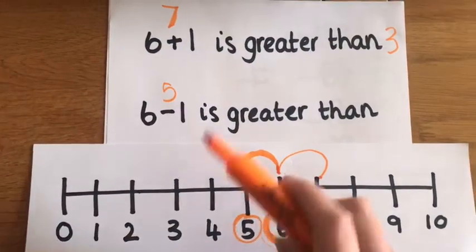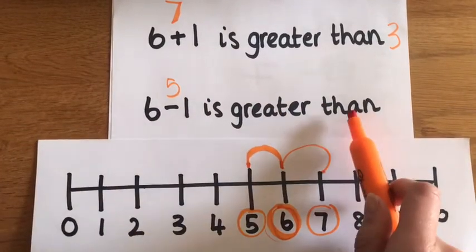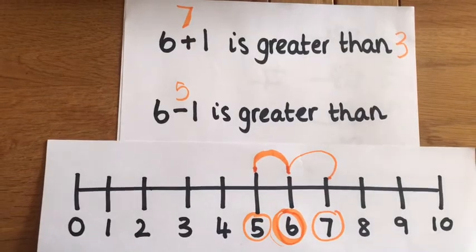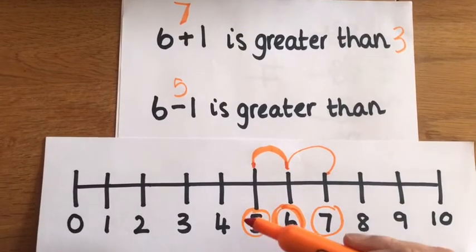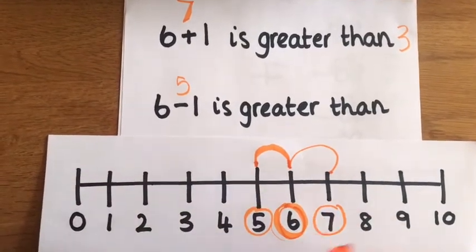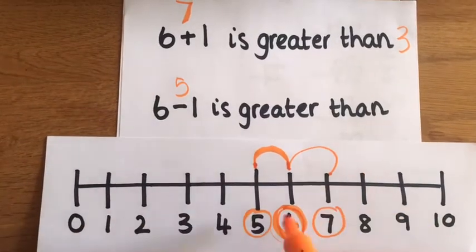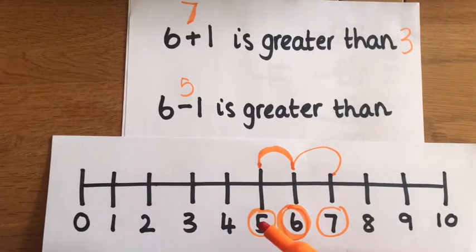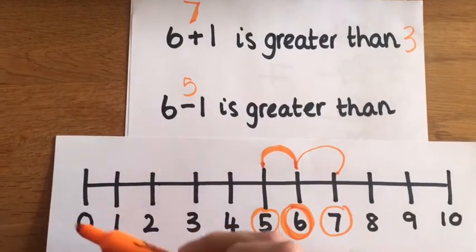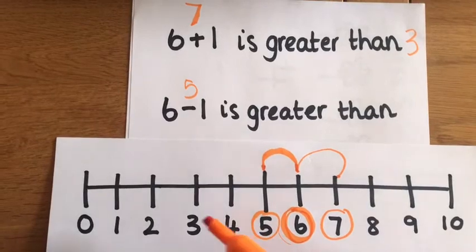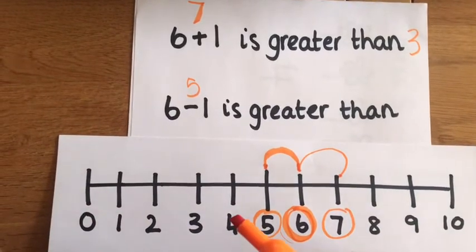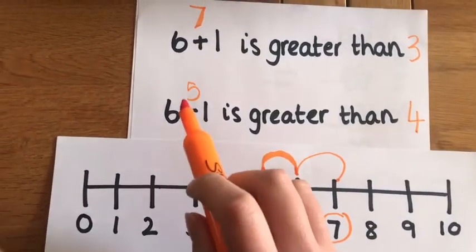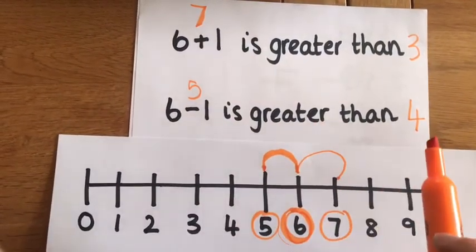Now let's read our sentence. 5 is greater than something. So if it's greater than something, it's going to be greater than all of these numbers here, because greater numbers go this way and smaller numbers go this way. 5 is greater than all of the numbers that are smaller than it. So I can choose any of these numbers. I'm going to choose 4. 5 is greater than 4.